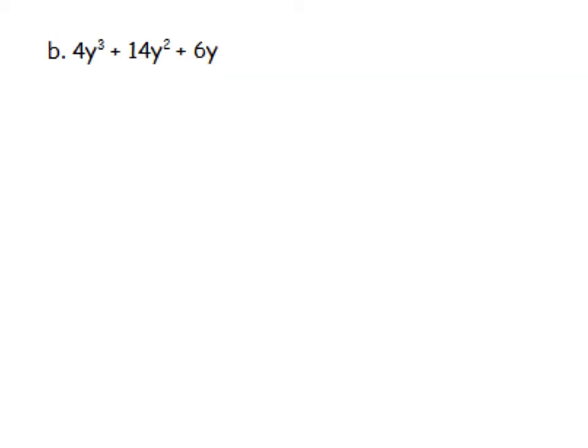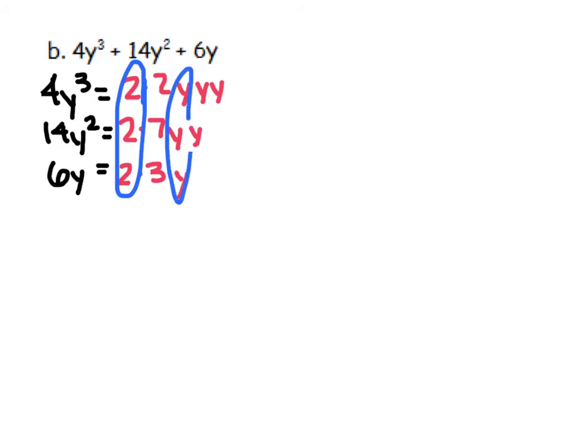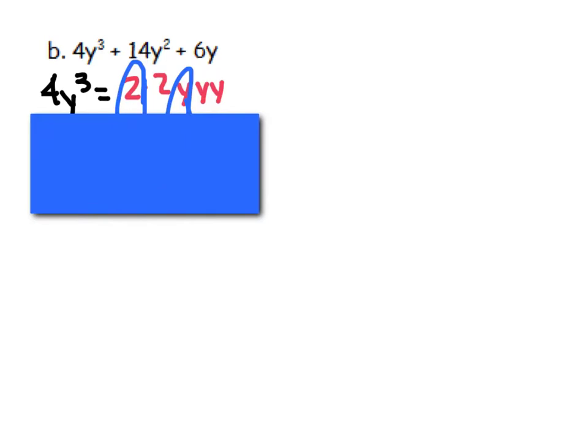Same concept. Let's go ahead and break it down and see, do they have a GCF? So notice I broke down 4y to the third to 2 times 2, y. 14y squared would be broken down to 2 times 7 y, and 6y would be broken down to 2 times 3y. What do they all have in common? The number 2 and a y. Remember, only focus on one row to write what our GCF is. And I know that my GCF is 2y.